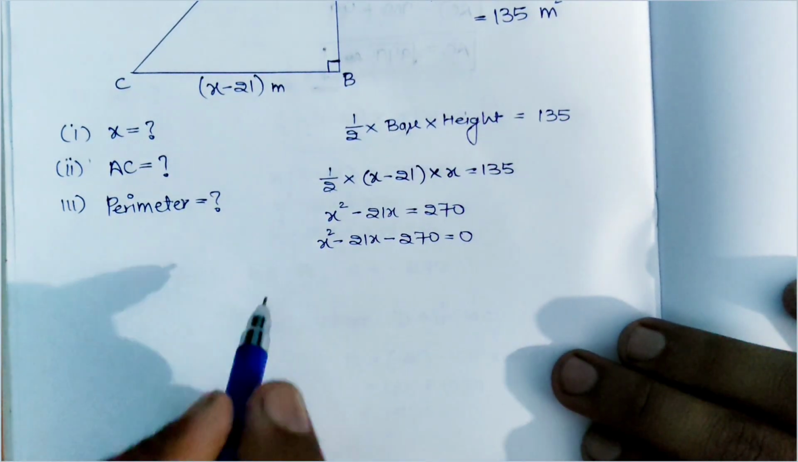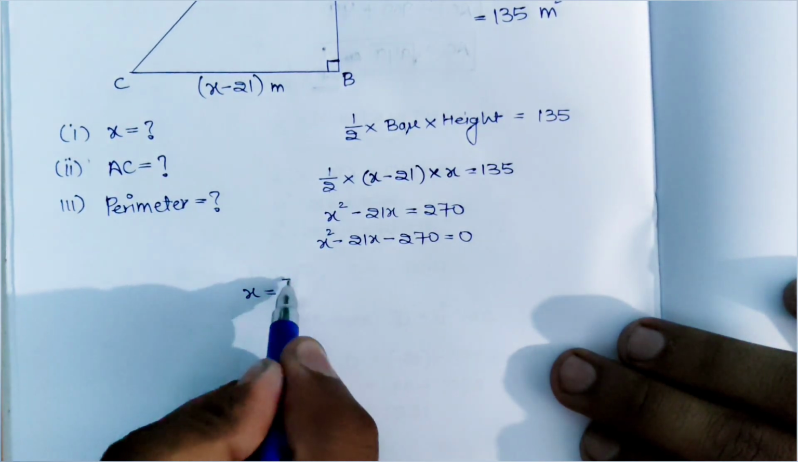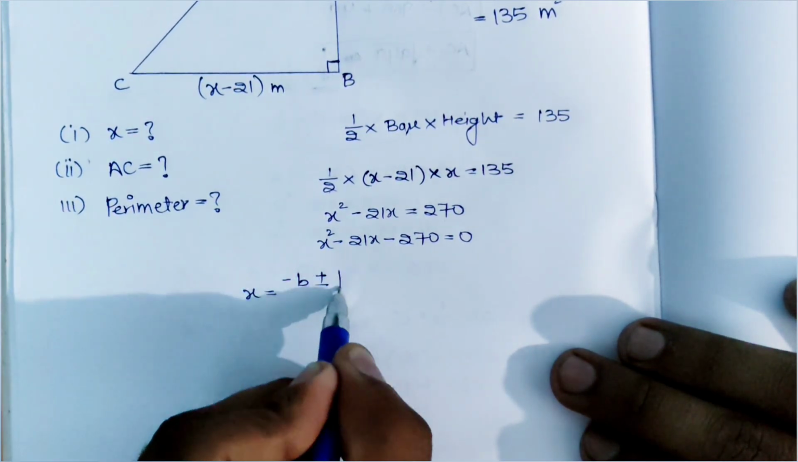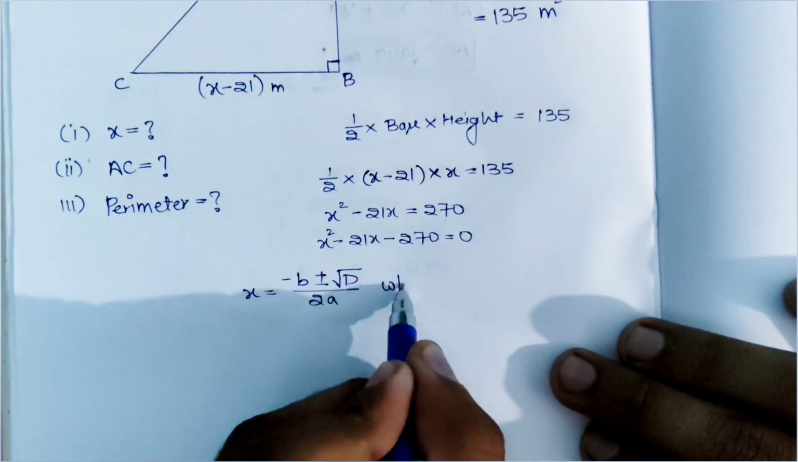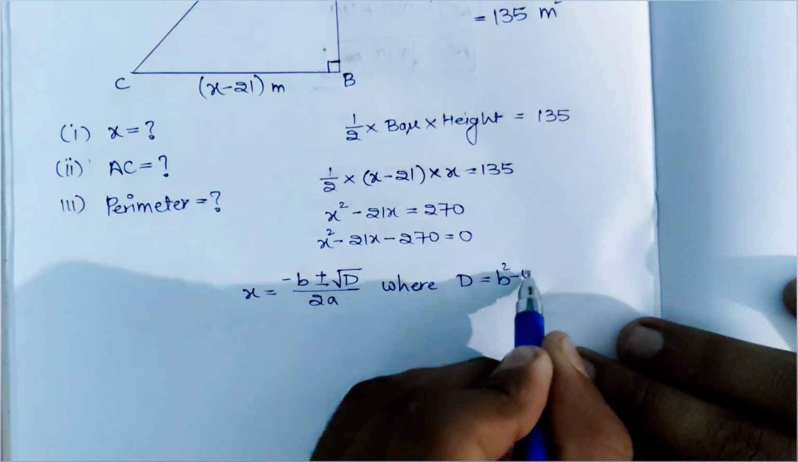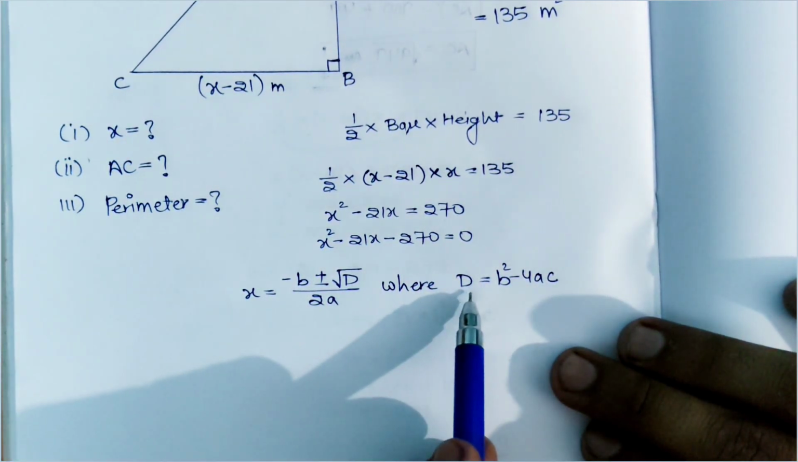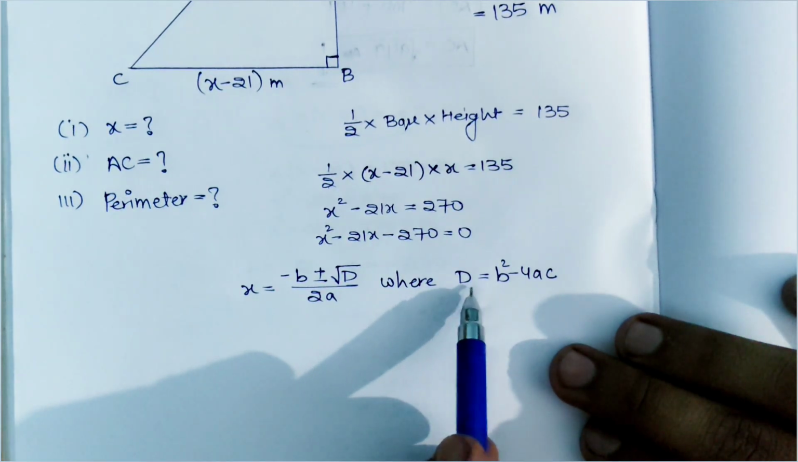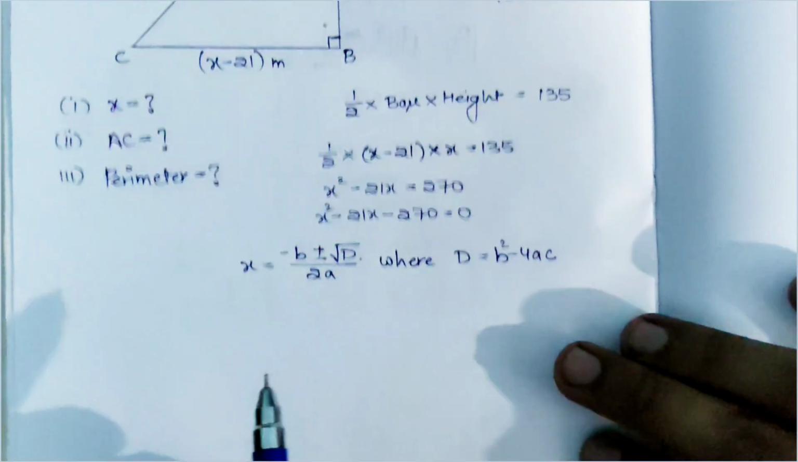I'm going to choose the quadratic formula, which is easy and reliable in this condition. But before that, I'm writing the formula. This is the formula: x equals minus b plus minus under root d upon 2a, where d equals b square minus 4ac. This d is called the discriminant. So first of all, I'm going to compute the value of d so that it will be easy for me to put this value in the formula.